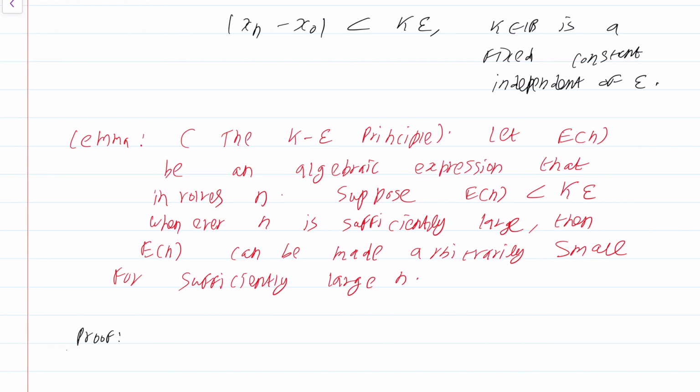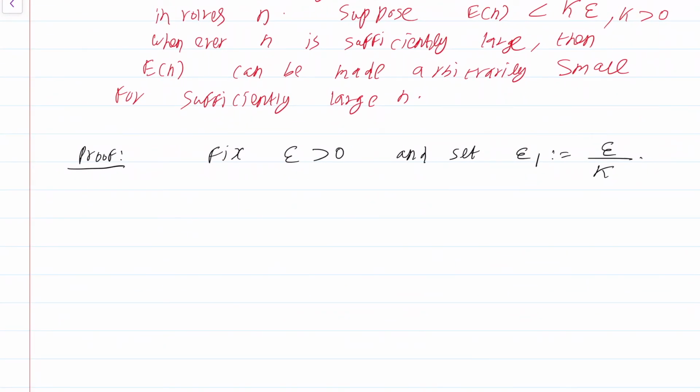What we have is that E of n can be made less than k epsilon whenever n is sufficiently large. So fix epsilon greater than 0 and set epsilon 1 to be... just one moment. One catch that I forgot to mention: suppose E of n is less than k epsilon where k is greater than 0. This is crucial. Okay. Fix epsilon greater than 0 and set epsilon 1 by definition to be epsilon by capital K. Then for suitably large n, E of n is less than k epsilon 1.